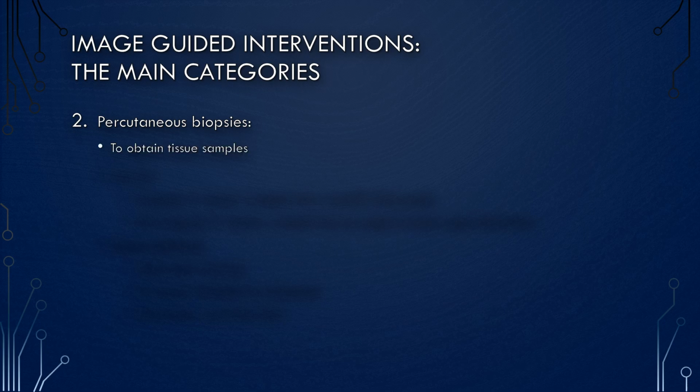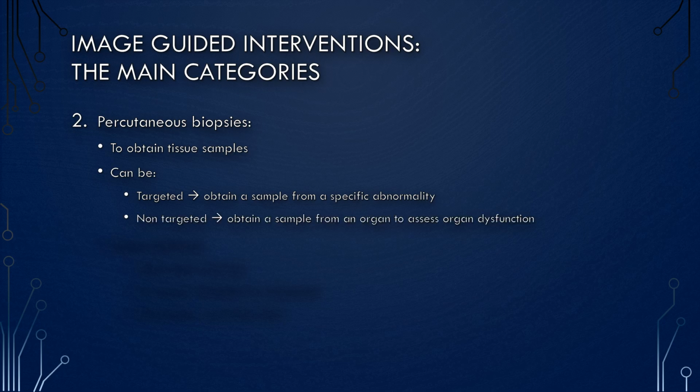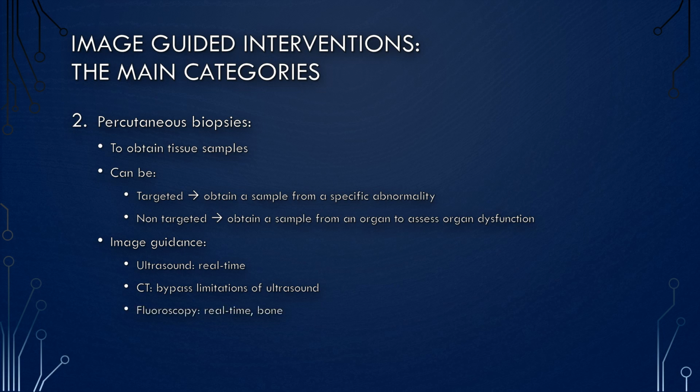Next are percutaneous biopsies. This is basically done to obtain tissue samples, and it can either be targeted to obtain a sample from a specific lesion, a mass in the liver, for example, or non-targeted to obtain a sample from an organ to assess the organ dysfunction. For example, a cirrhotic patient, and they want to assess the cirrhosis itself.